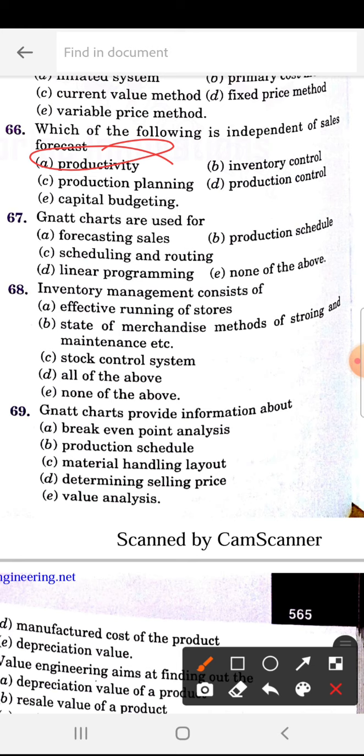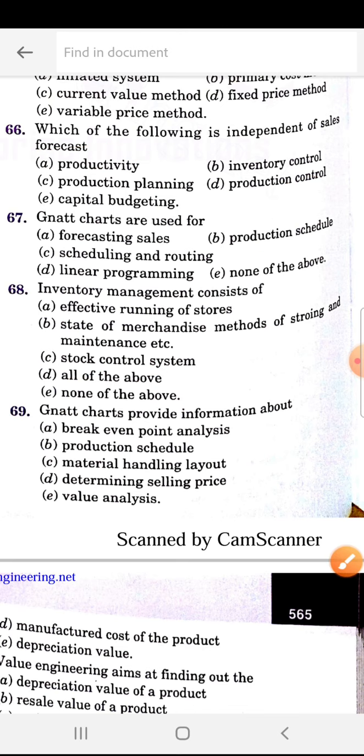Gantt charts are used for production schedule. That is 67, B. Next, 68. Inventory management consists of D, all of the above. That is effective running of stores, the inventory objective, the state of the merchandise, method of storing and maintenance, and stock control system. These all are correct.